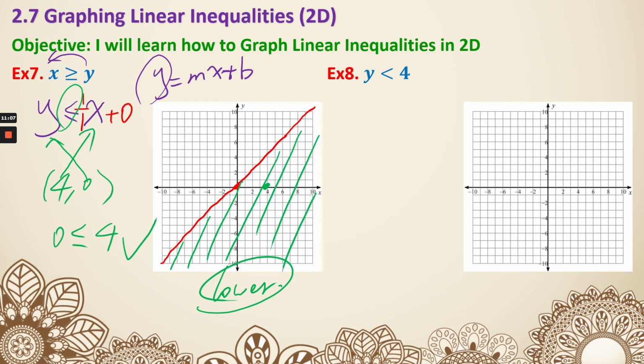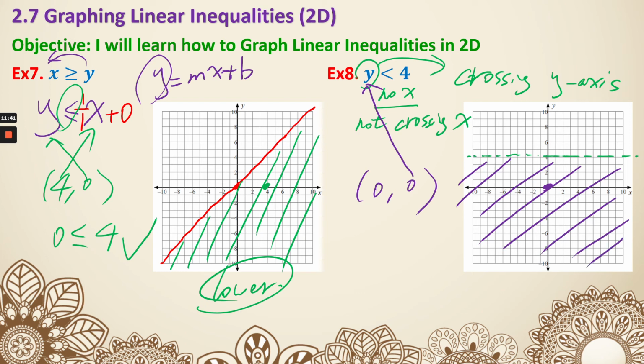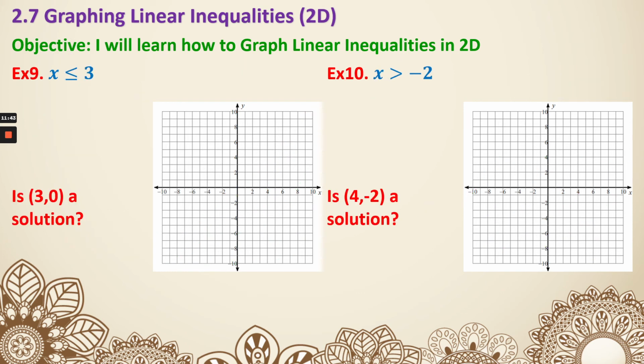Next, number 8. Well, this one, you don't see x. So that means it's not crossing x. Since we see y, that means it is actually crossing the y-axis. So the line is going to be a horizontal line, like that. There's no equal sign, so it is a dotted line. You can still use the point 0, 0 to check, and 0 is less than 4, so we're going to shade the part that has 0, 0, which is right here. That's example 8.